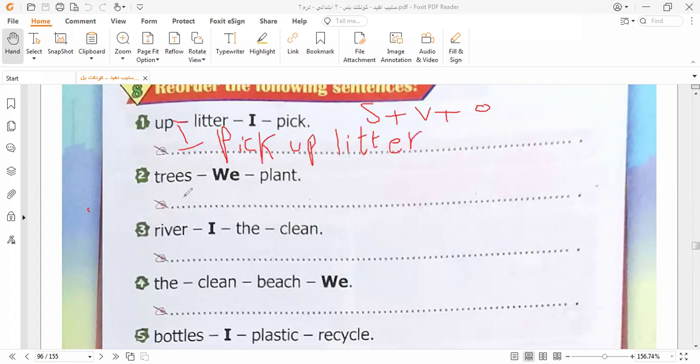We plant trees. I clean the river. Okay.